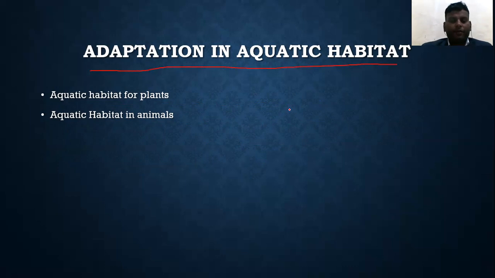Aquatic habitats include pond, lakes, and river. These are examples of freshwater habitats, found in freshwater, while coral reef and ocean are examples of salt water bodies. Now first one is about the aquatic habitat for plants.